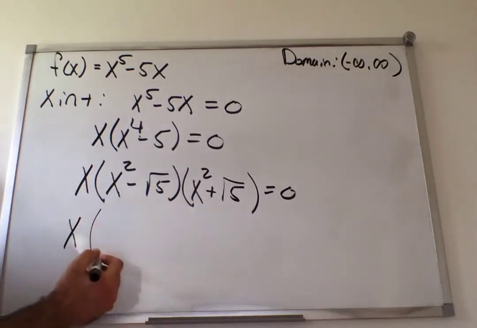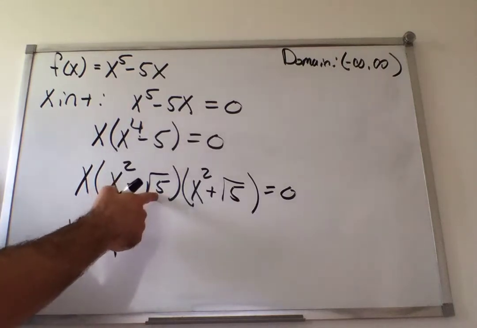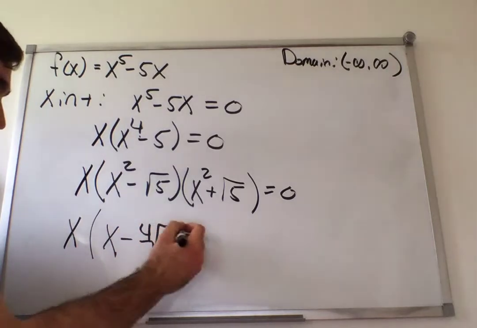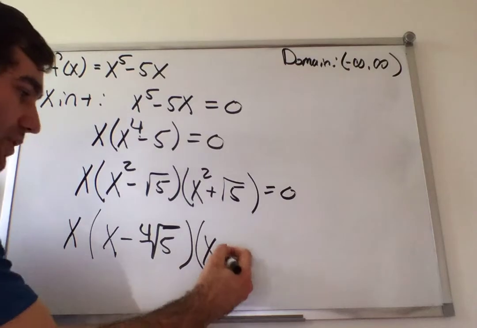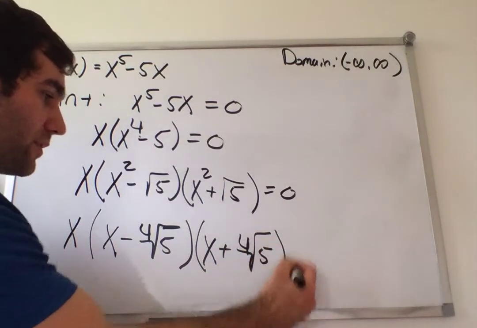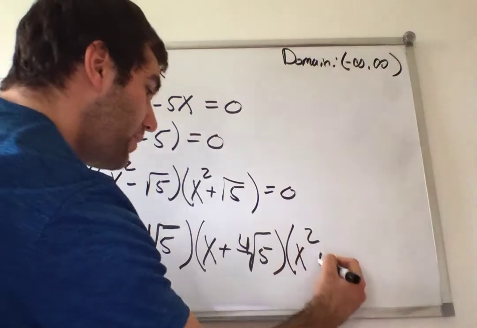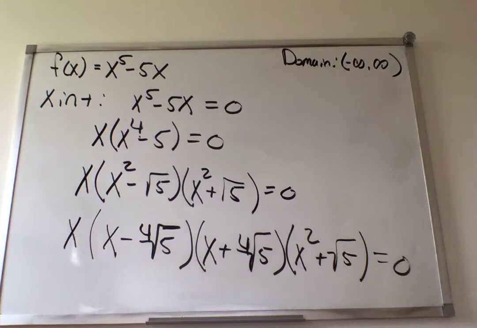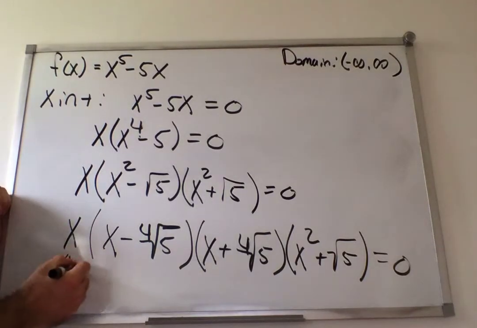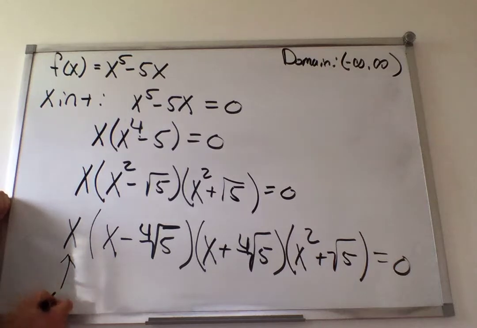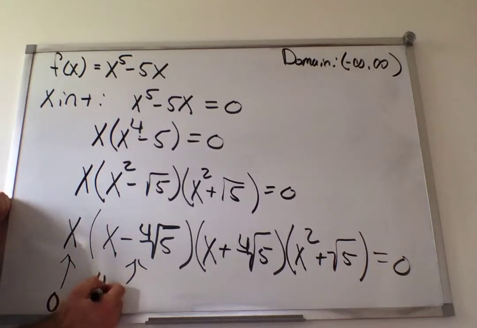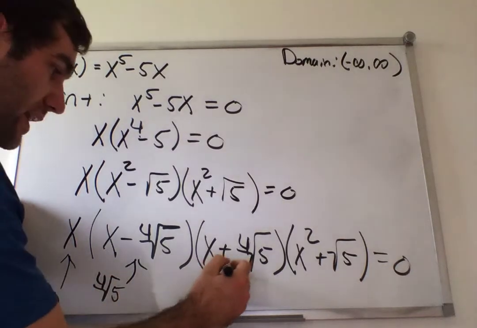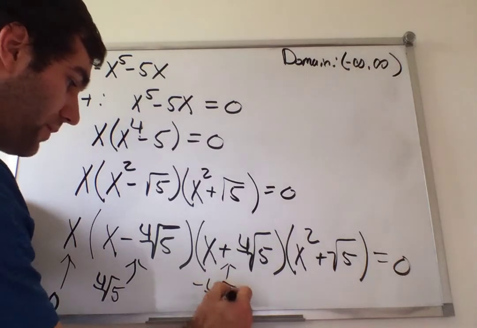So x times x minus, now we've got to take the square root of the square root. That is going to be the fourth root of 5, times x plus the fourth root of 5, times x squared plus square root of 5 equals 0. So we can see right there that's going to give us 0. Right here that's going to give us positive fourth root of 5. It's a really bad 5. And right here is going to give us negative fourth root of 5.